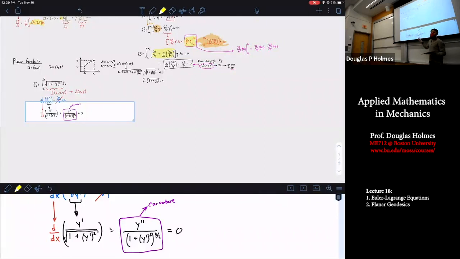Because that's the leap we're going to make here. There's nothing you can choose for y prime that makes the denominator 0. So the only way for this thing to be 0 is if the numerator is 0. Saying y prime is real? Yes, I'm saying it's real.